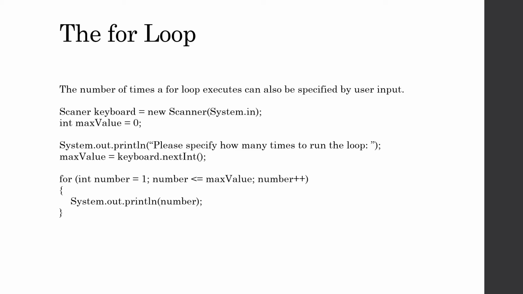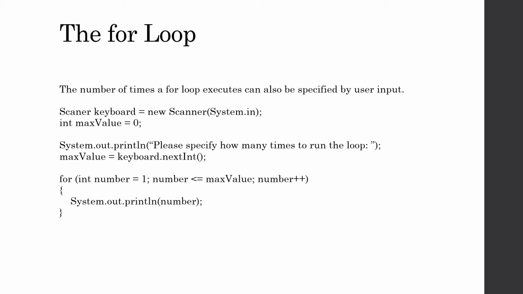So one of the things that's kind of interesting about our for loop is that the number of times that the for loop executes can actually be specified through user input. Additionally, if you were to use the while loop in a similar manner, you could do this as well. The really convenient thing about the for loop is just the fact that it's more concise and much clearer and cleaner what it is that you intend for it to do.